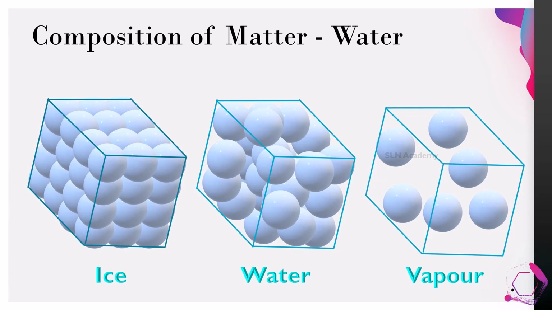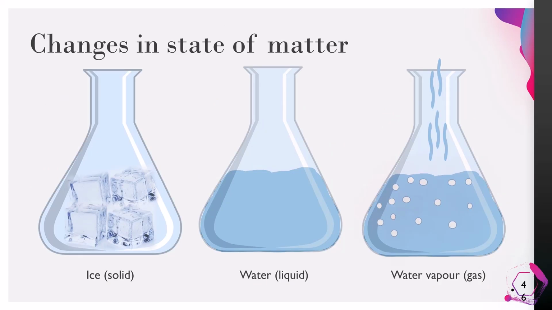This is the arrangement of molecules of water when it is in ice, water, and water vapor states. And this is how the movement of water molecules happens in all the three states.